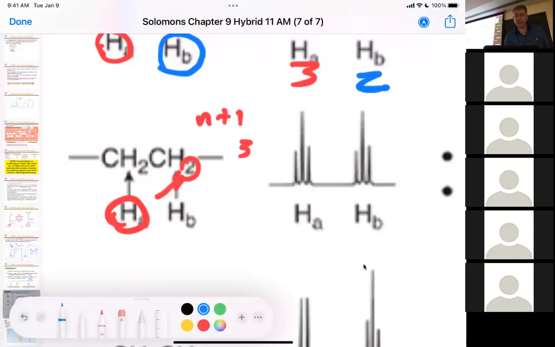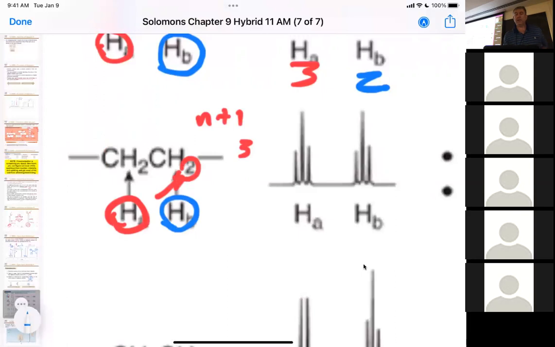Now let's look at this one right here. We have equivalent hydrogens, 1 peak, plus 2 hydrogens here, so that's 2 plus 1 is equal to 3. So we have 3 for both of these.